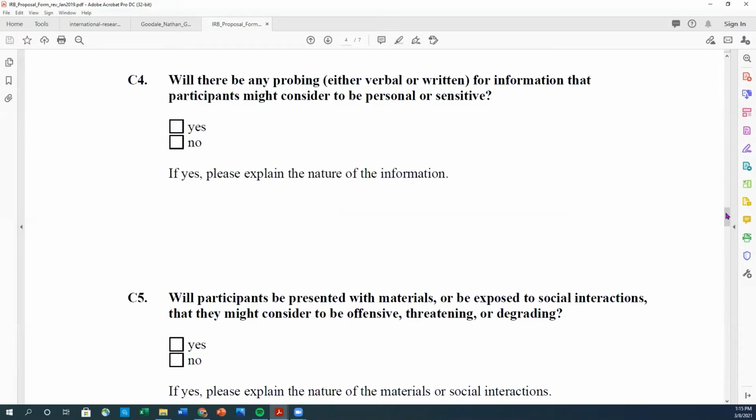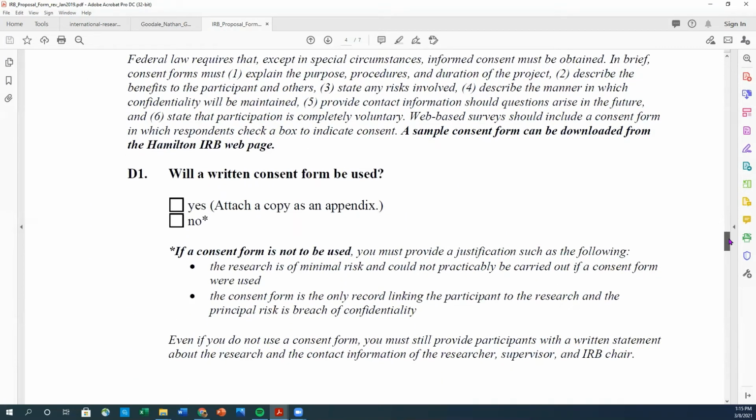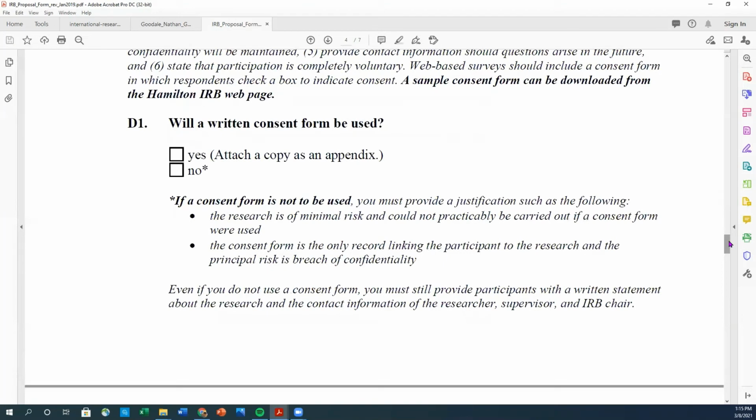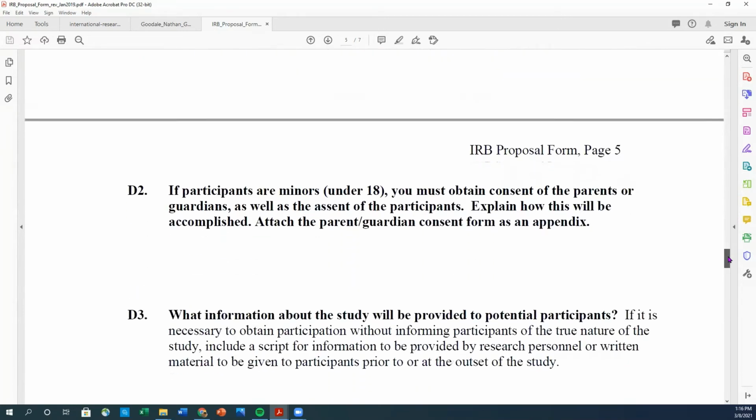So section D, scrolling down, is about consent. Except in extenuating circumstances, the answer to D1 will always be yes. It may be that you provide the form directly and in person. It may be that you send it to them via email. It may be that you then discuss it with them via Zoom and gain their oral assent. But one way or another, for nearly all research, a consent form is going to be used.